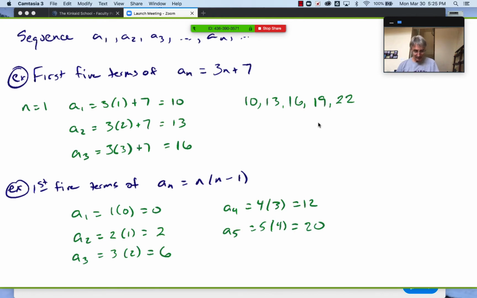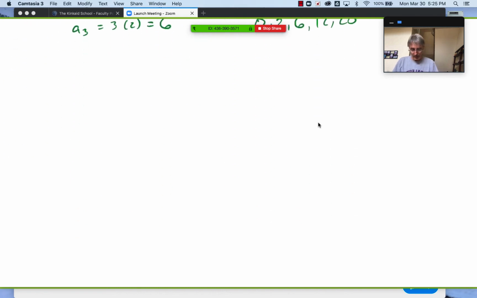And so I'm just replacing the n in the formula with the subscript for the first, second, third, fourth, and fifth term. And so I end up with this pattern: 0, 2, 6, 12, 20. Okay, so that's sequences in general. An arithmetic sequence, there's a constant difference between terms.